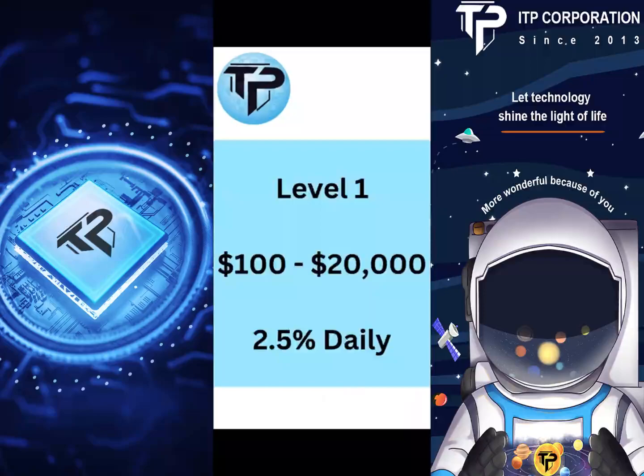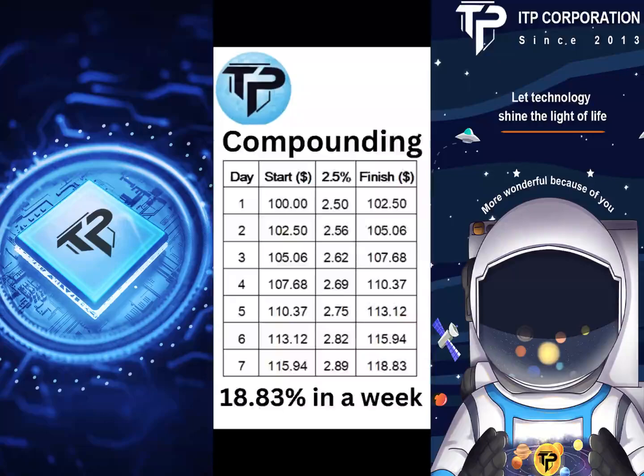Now there's a number of different levels with ITP. So to start off with, on level 1, the main qualification is you've got to put in a minimum of $100, and you can earn on up to $20,000. Once you've met that requirement, you can make 2.5% daily on the quantitative trading. Now, these figures in themselves aren't very exciting. What should be exciting is the compounding and the rate of increase.